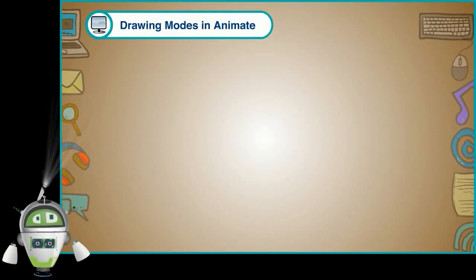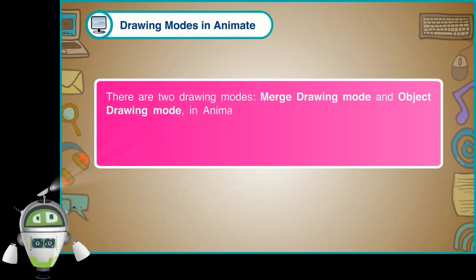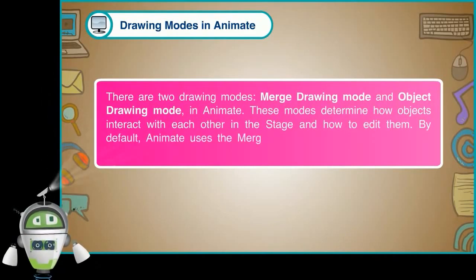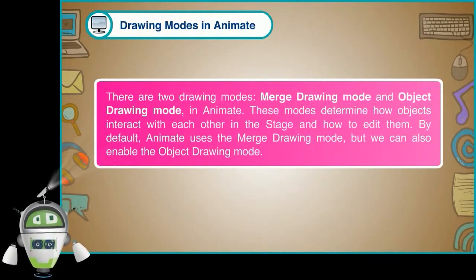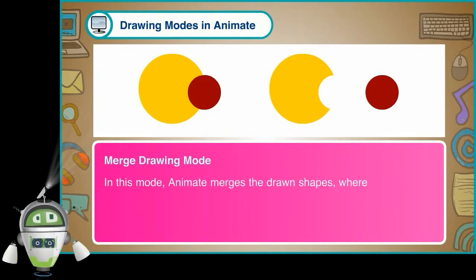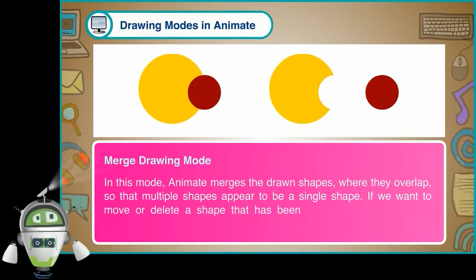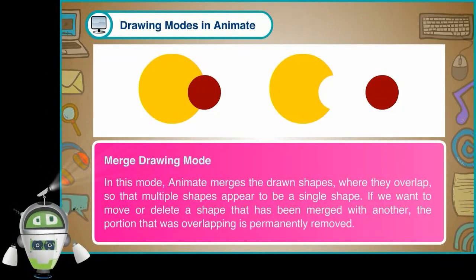Drawing modes in Animate. There are two drawing modes, Merge Drawing Mode and Object Drawing Mode. These modes determine how objects interact with each other in the stage and how to edit them. By default, Animate uses the Merge Drawing Mode, but we can also enable the Object Drawing Mode. Merge Drawing Mode. In this mode, Animate merges the drawn shapes where they overlap, so that multiple shapes appear to be a single shape. If we want to move or delete a shape that has been merged with another, the portion that was overlapping is permanently removed.